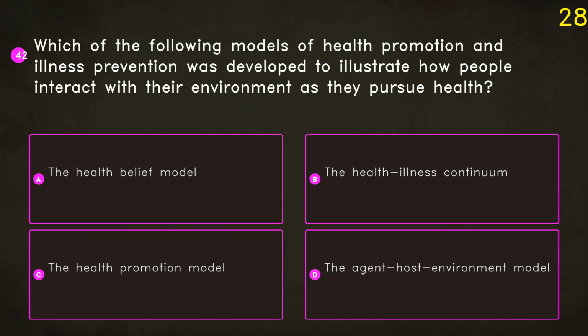Question 42. Which of the following models of health promotion and illness prevention was developed to illustrate how people interact with their environment as they pursue health? A. The health belief model. B. The health illness continuum. C. The health promotion model. D. The agent host environment model.